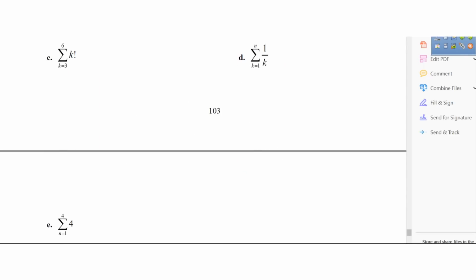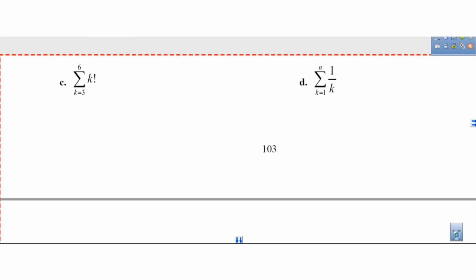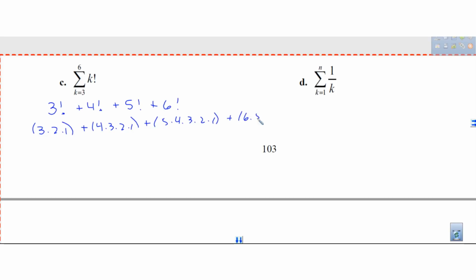K factorial. First I'm going to do k is 3, then 4, then 5, then 6, and then add them together. So this is 3 factorial plus 4 factorial plus 5 factorial plus 6 factorial. Now, if this was on your final, then I think I would probably take the time to go 3 times 2 times 1 plus 4 times 3 times 2 times 1 plus 5 times 4 times 3 times 2 times 1 plus 6 times 5 times 4 times 3 times 2 times 1.